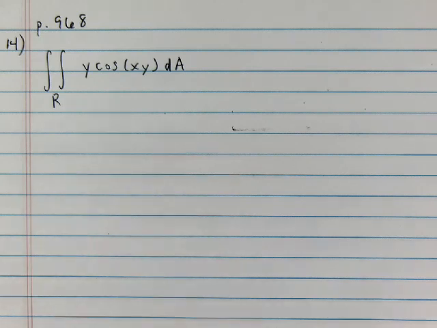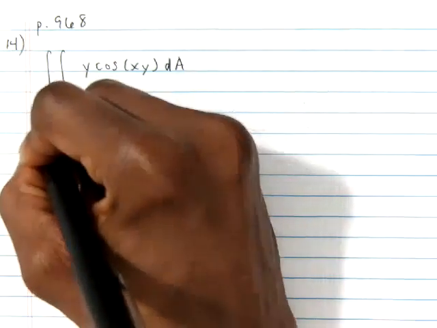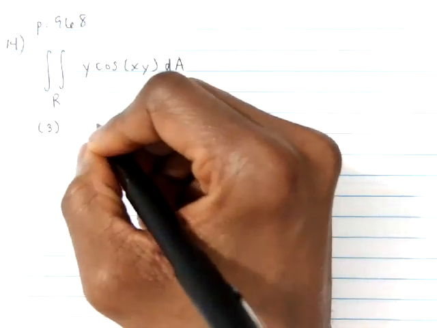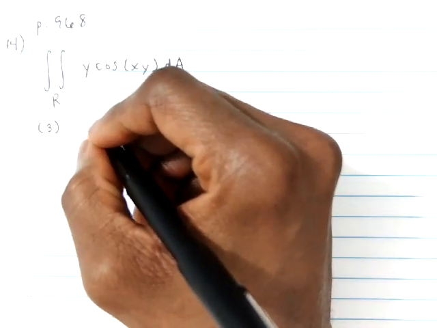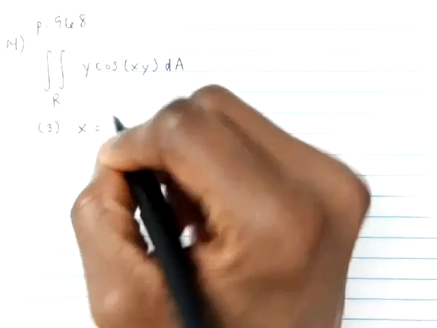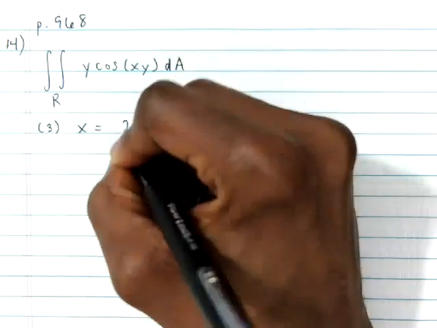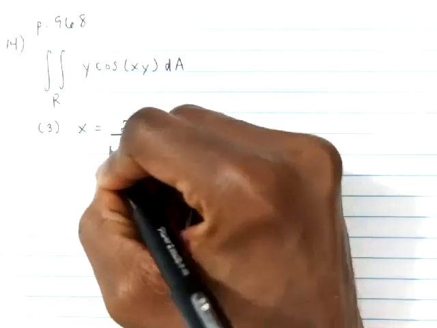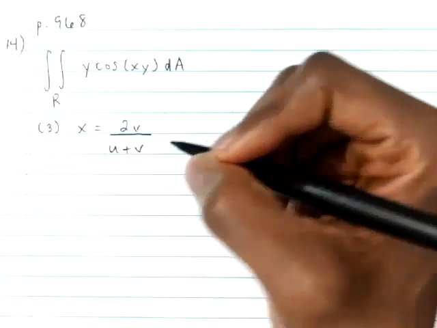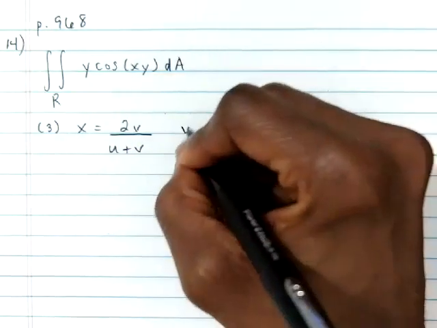So if we had x equals something and y equals something, then that is our step 3, not our step 1. So we're skipping step 1 here. And they gave us x equals 2v over u plus v, and y equals u plus v.